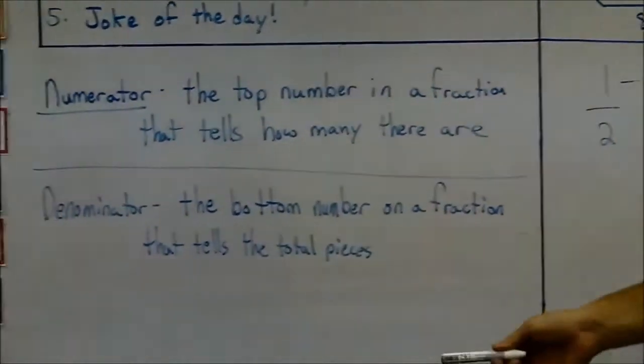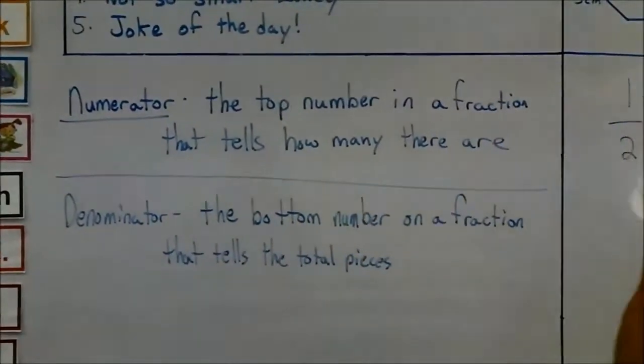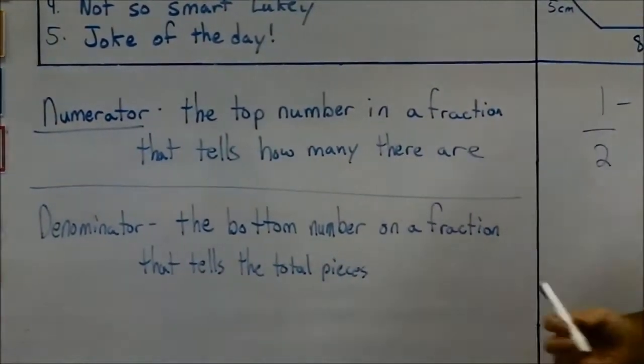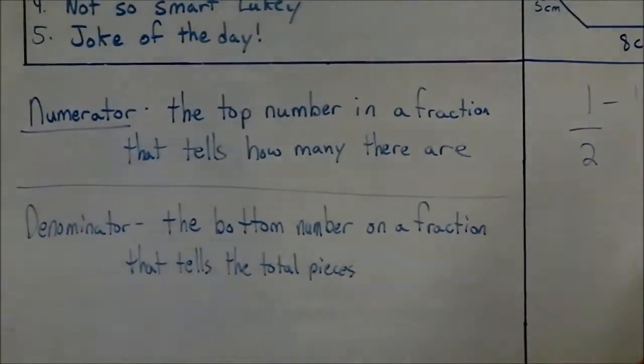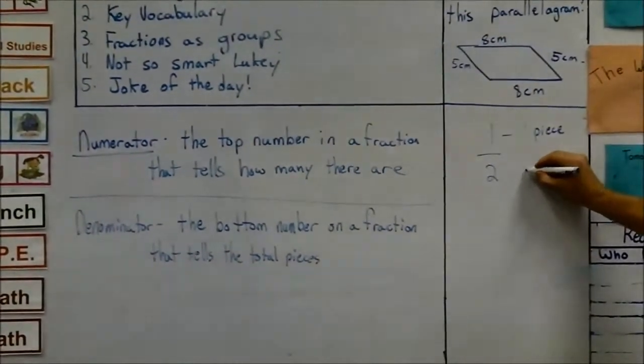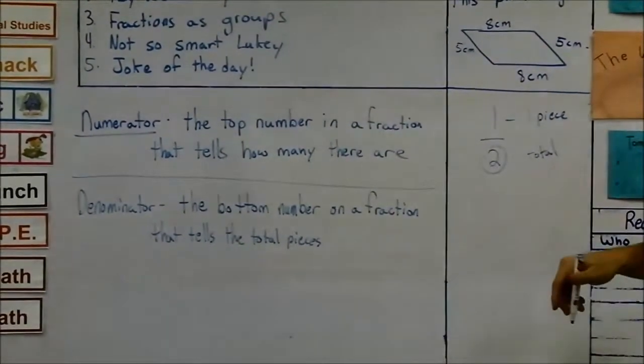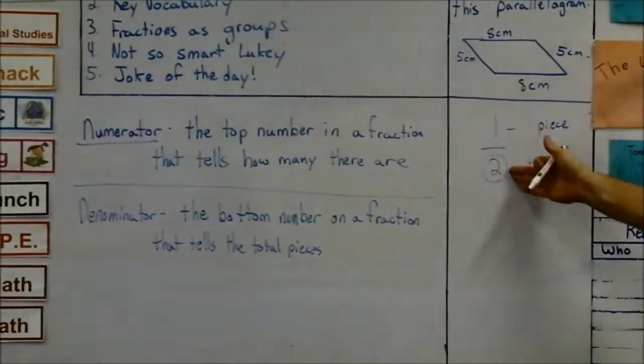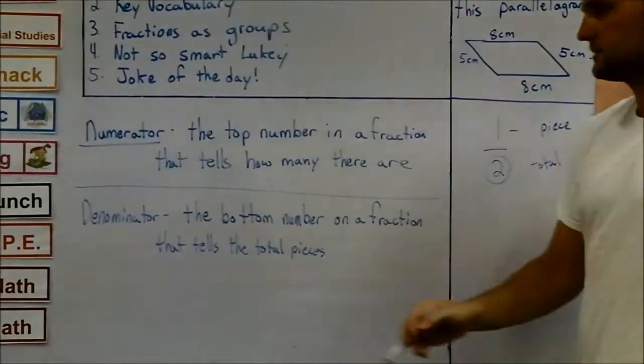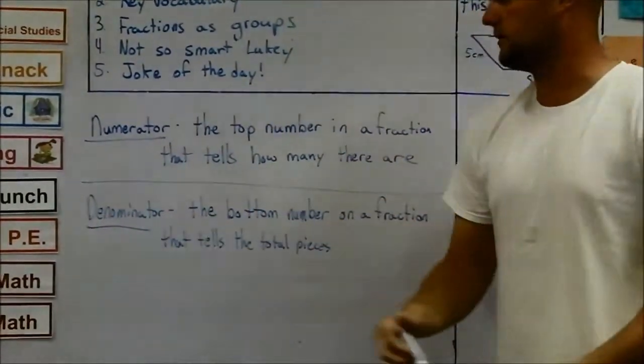Then we have our denominator. Our denominator is the bottom number on a fraction that tells the total number of pieces. So 2 would be the total, so there are 2 total pieces. So in 1/2 we have one piece out of 2 possible. So that is the denominator and the numerator.